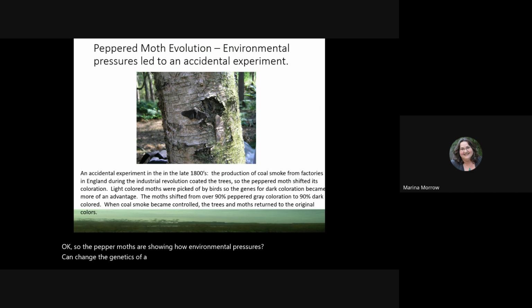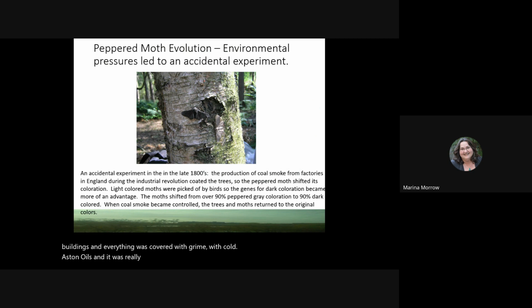And so in this case, you can see how the gray moth, the speckled one, hides well on the birch trees, but the black moths show off. So birds, when the moths are sleeping during the day, can eat the black moths more often. But in the 1800s, there was an industrial revolution. There was lots of coal burned. There was no coal scrubber, so the trees and the buildings and everything was covered with grime, with coal dust and oils, and it was really nasty.